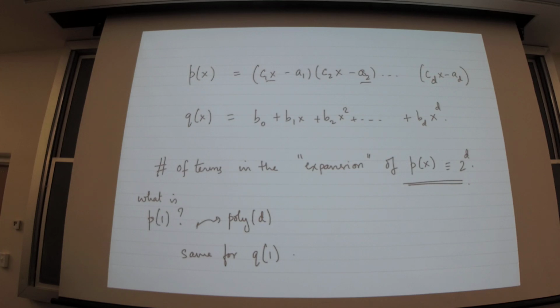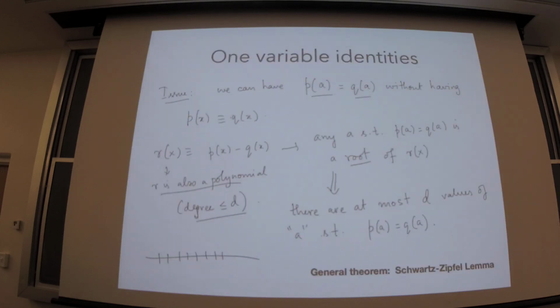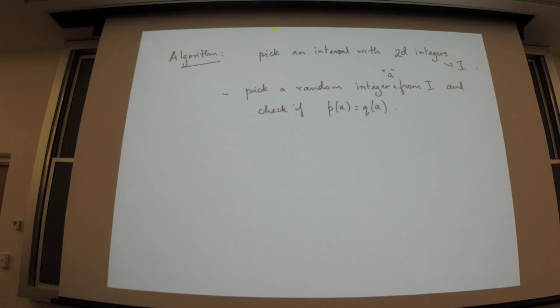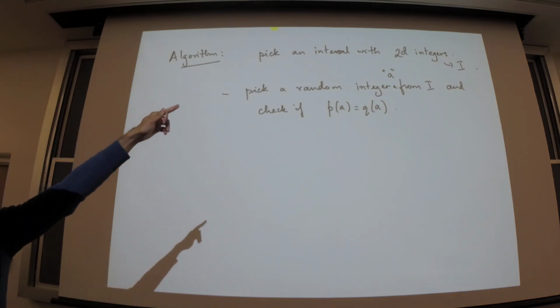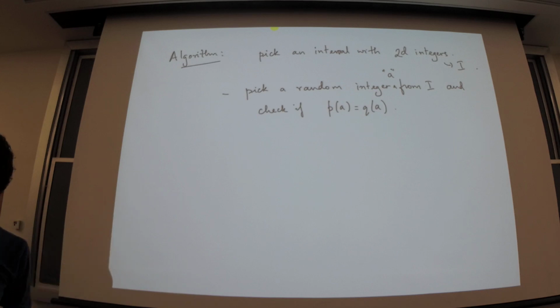Probability of success in this? 1/2. Oh, if you had a randomized procedure, yeah. So if you picked a random integer among 2^d integers, then there would be at least a half probability. So if P was indeed not equal to Q, there would be at least a half probability that you will find an integer A such that P of A is not equal to Q of A.